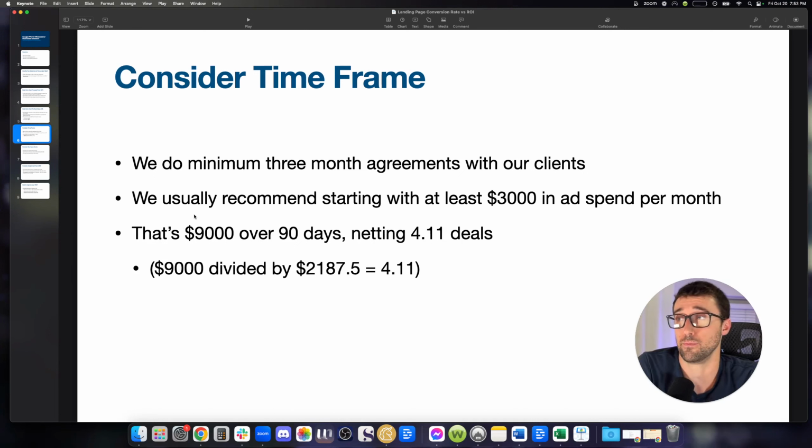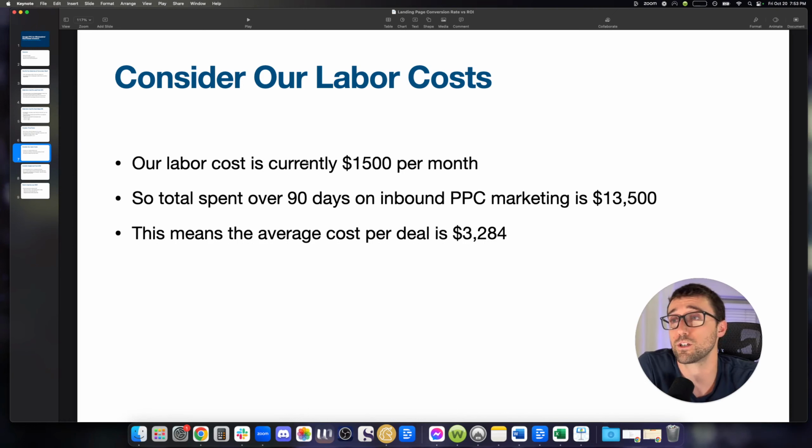Okay, so now that we have that number, we can look at what actually is the labor cost for us on our end to do marketing and to manage, optimize, build out and run these campaigns for you. Currently our labor cost is $1,500 per month. This means that the average cost per deal with the total expenses included is $3,284.